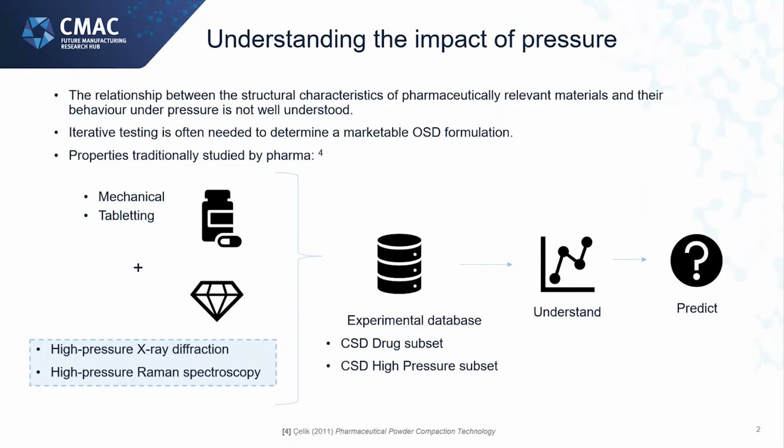Traditionally, the pharmaceutical industry has studied pharmaceutically relevant materials more at a macroscopic level, looking at mechanical and tableting properties. What we want to do, especially in my PhD project, is feed into that and start looking at these materials also at a more molecular level by using high pressure X-ray diffraction and Raman spectroscopy. We then seek to combine all of this information into an extensive experimental database, which would also be complemented with all the entries seen within the CSD drug subset and the high pressure subset. From this experimental database, we can start extracting information to understand the effect that pressure has, and at a later stage, hopefully begin using that understanding to predict how a material might behave under pressure, especially small organic molecules that are pharmaceutically relevant.